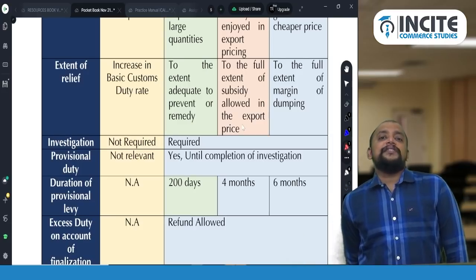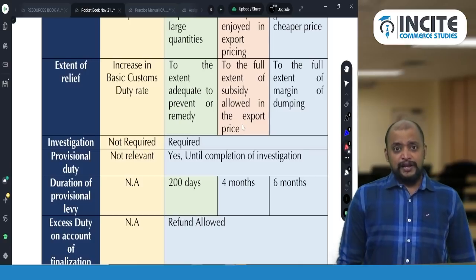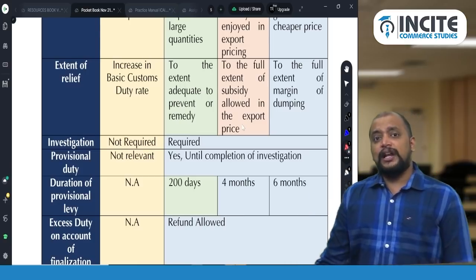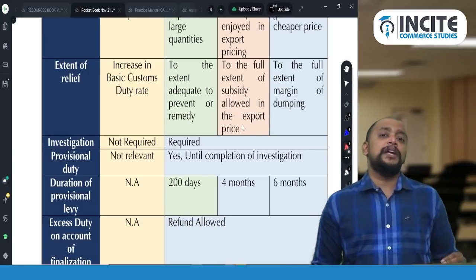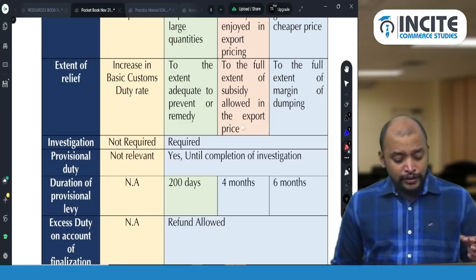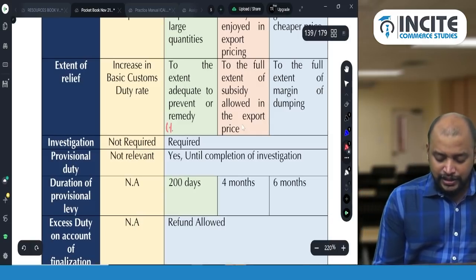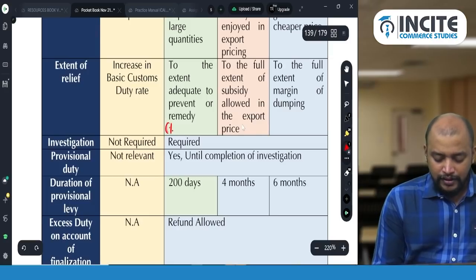So usually safeguard duty will be a percentage. For example, 30% of the assessable value or 30% of the landed value, like that it will be given. But usually it will be a percentage of assessable value or a percentage of landed value, that is, percentage of AV or percentage of LV.